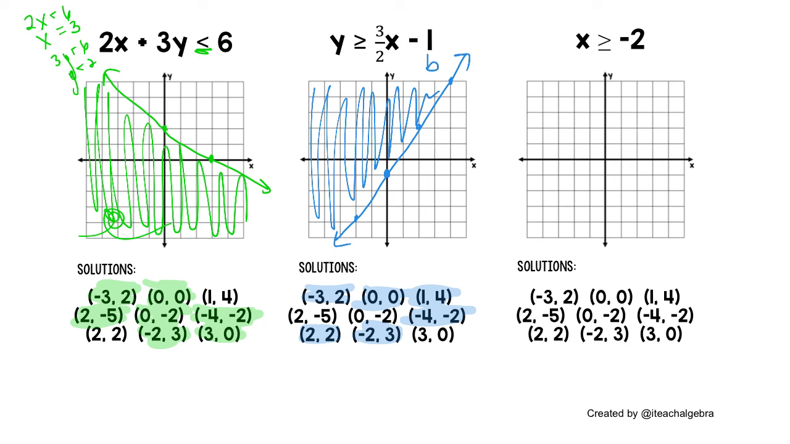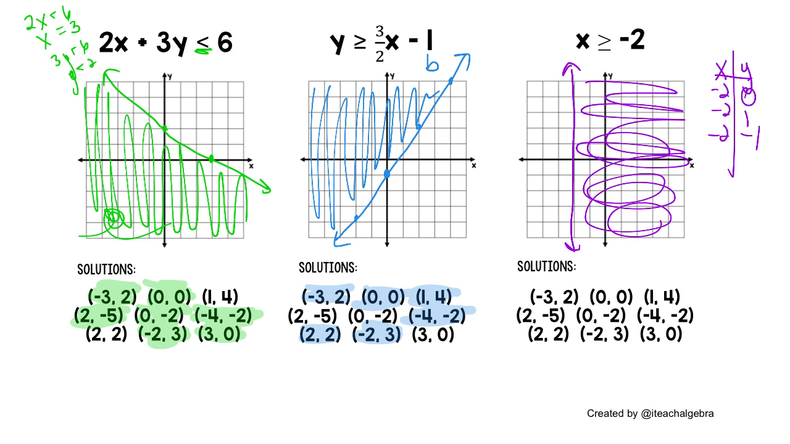Let's see what we can do. X is greater than or equal to -2. Well, again, we can imagine a table. X can be whatever we want. X is going to be -2. Y is whatever we want. So we're going to go to X is -2 and draw a solid vertical line. Imagine we're on a number line. Are the points that are greater than -2 to the right or to the left? You're correct. They're to the right. So we're going to shade to the right.